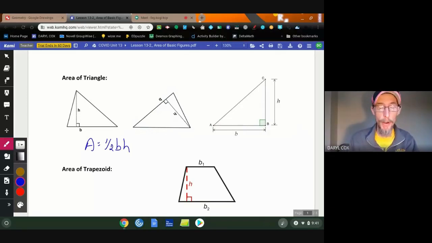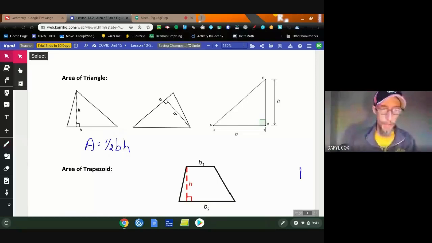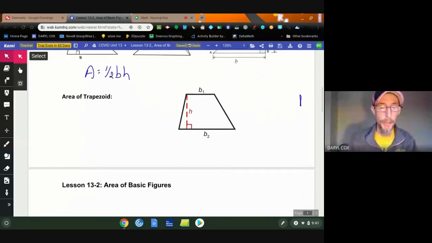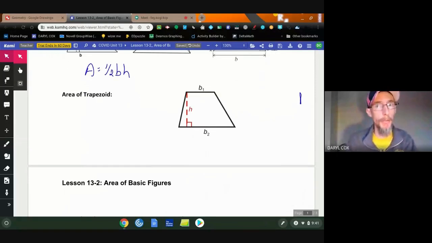So again, remember, for area of a triangle, it's actually half the area of a rectangle. So half the base times height. When we go into other figures, like a trapezoid, it gets a little more confusing.